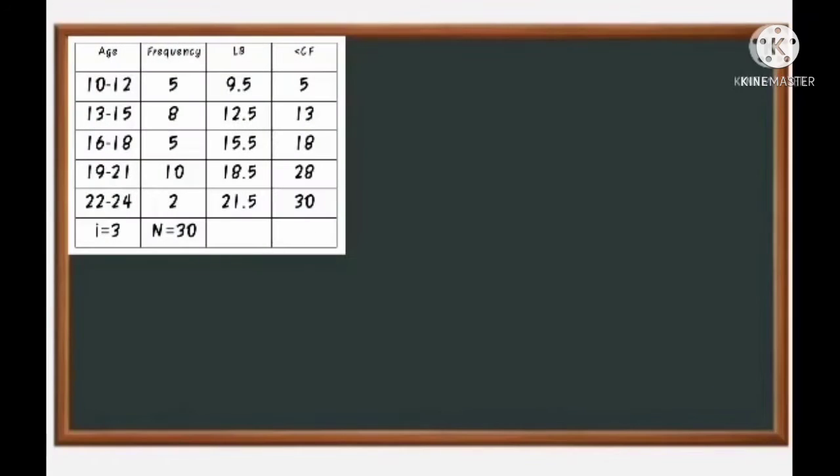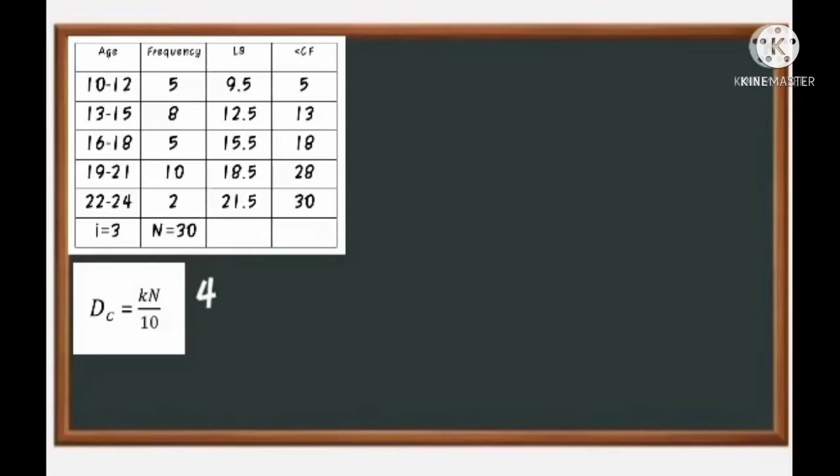Next, we're going to find the decile class. Here is the formula in finding the decile class. Decile class is equal to k times n over 10. So let's substitute. K is 4 because it's the fourth decile. N is the total frequency, which is 30, divided by 10. So 4 times 30 is equal to 120, divided by 10 is equal to 12.